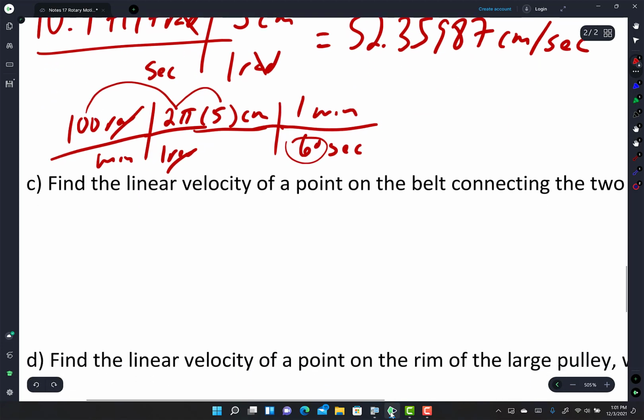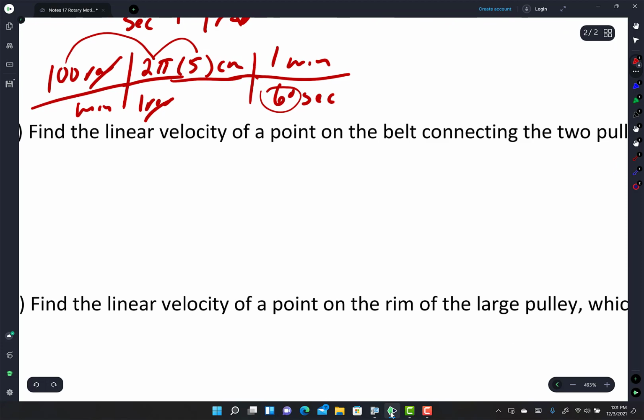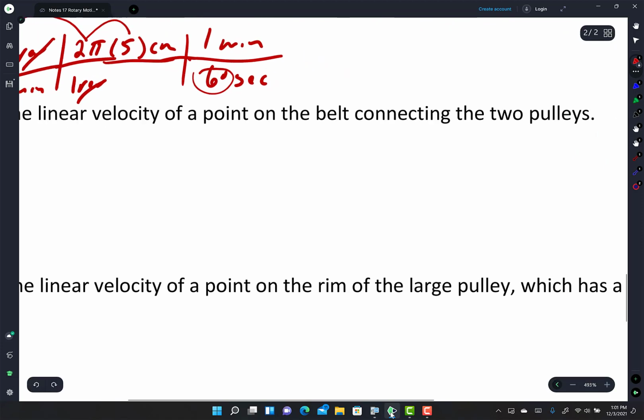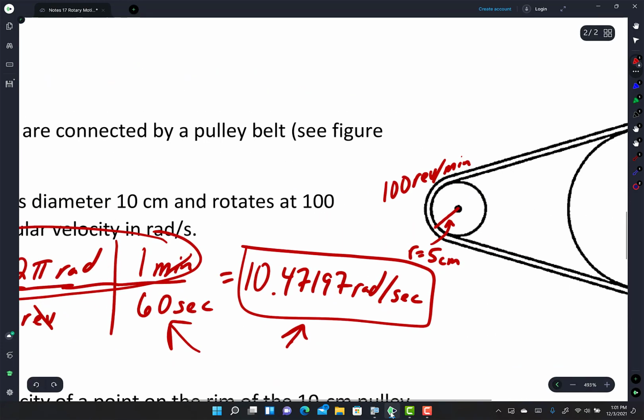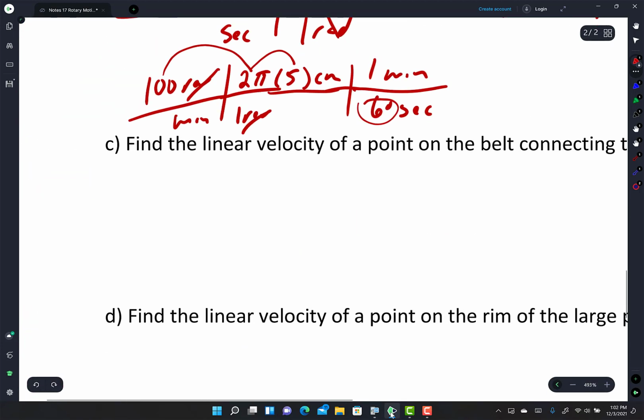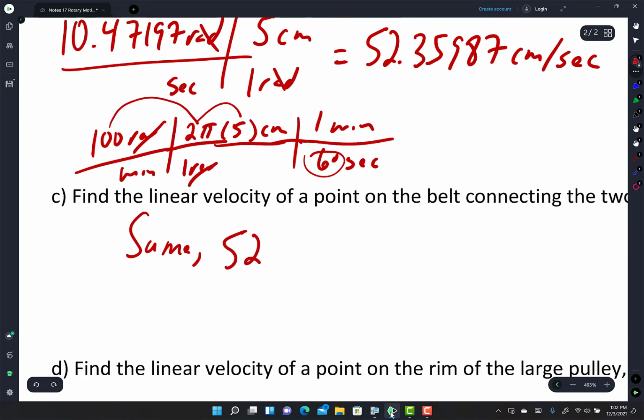All right, let's go to the next one, guys. Find the linear velocity of a point on the belt connecting the 2 pulleys. Yeah, it's going to be the same, guys. A point on the belt. So what did we do earlier? We found the velocity on the rim. And now, isn't that rim touching the belt? Yes. So then that belt must be going the same. So we're going to say same, 52.35987 centimeters per second. How do we feel?